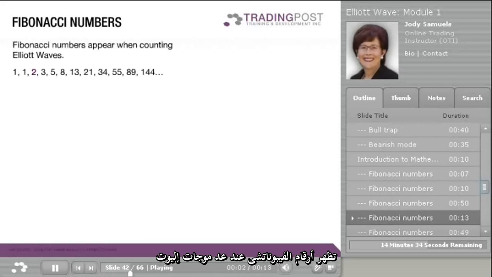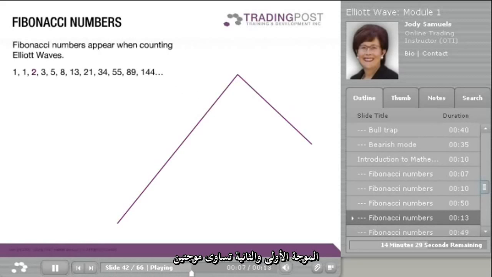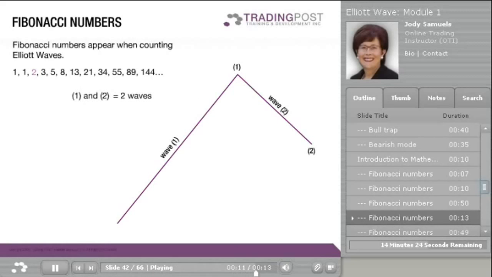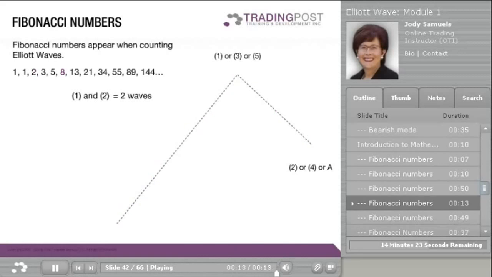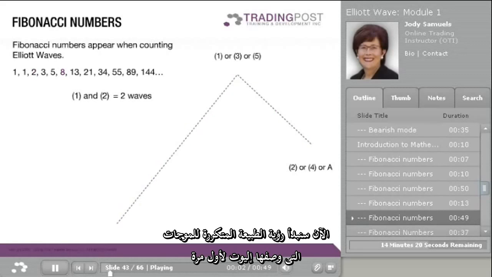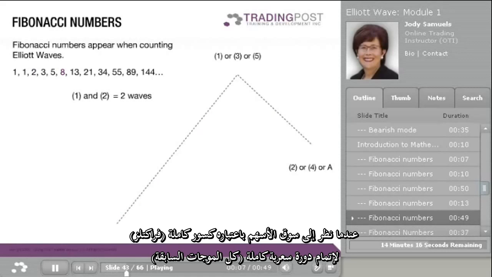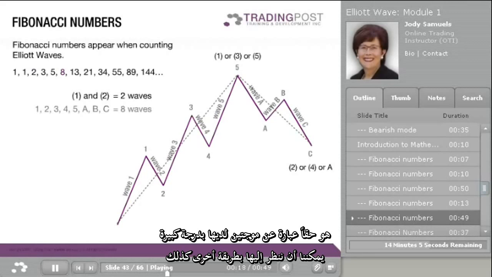Fibonacci numbers also appear when counting Elliott waves. Waves 1 and 2 equals 2 waves. Now you are beginning to see the repetitive nature of the waves that Elliott first described when he looked at the stock market as a fractal. The complete 8-wave cycle, 1, 2, 3, 4, 5, A, B, C, is really 2 waves of a larger degree.